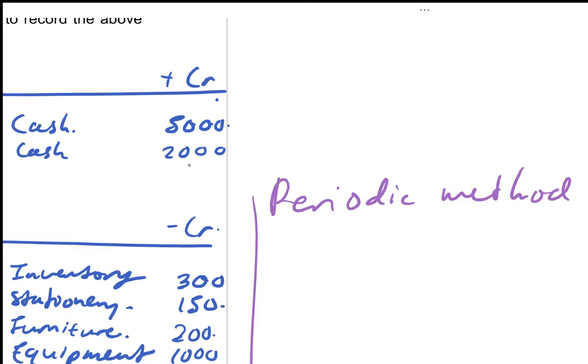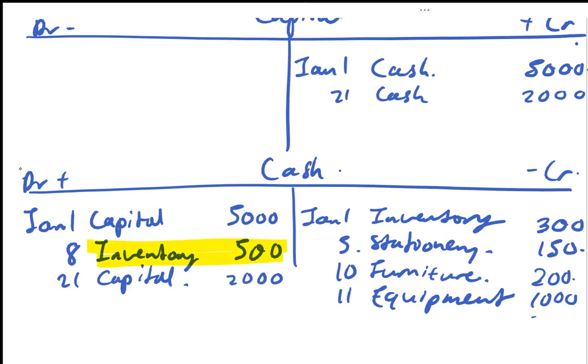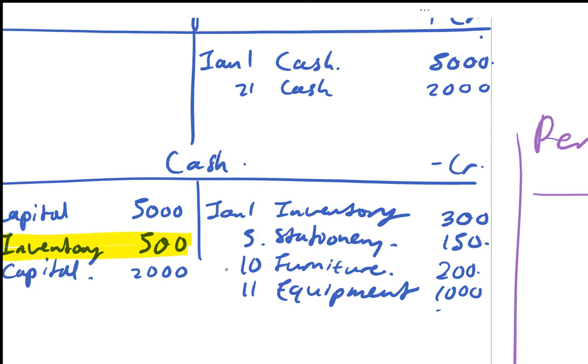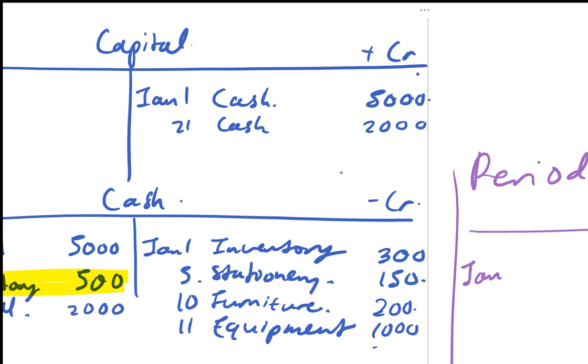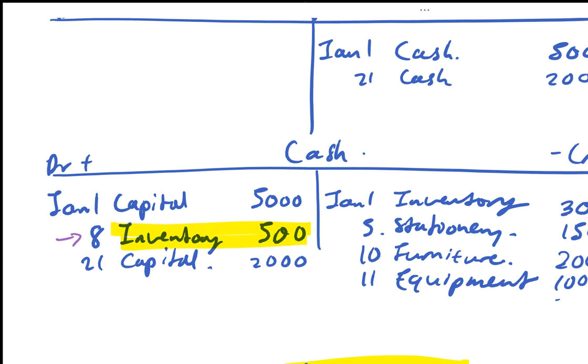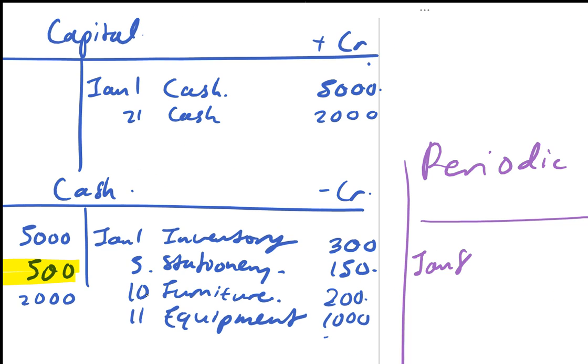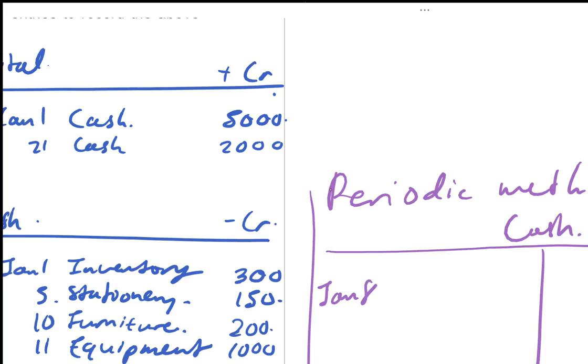Okay, periodic method. So you have your cash account. Supposedly this is the transaction that you're recording. So January the 8th, you have a purchase transaction. Was it purchase? No, it's a sale transaction on the 8th. So instead of recording in the inventory account, for the periodic method, what we do is we record this in a sales account.